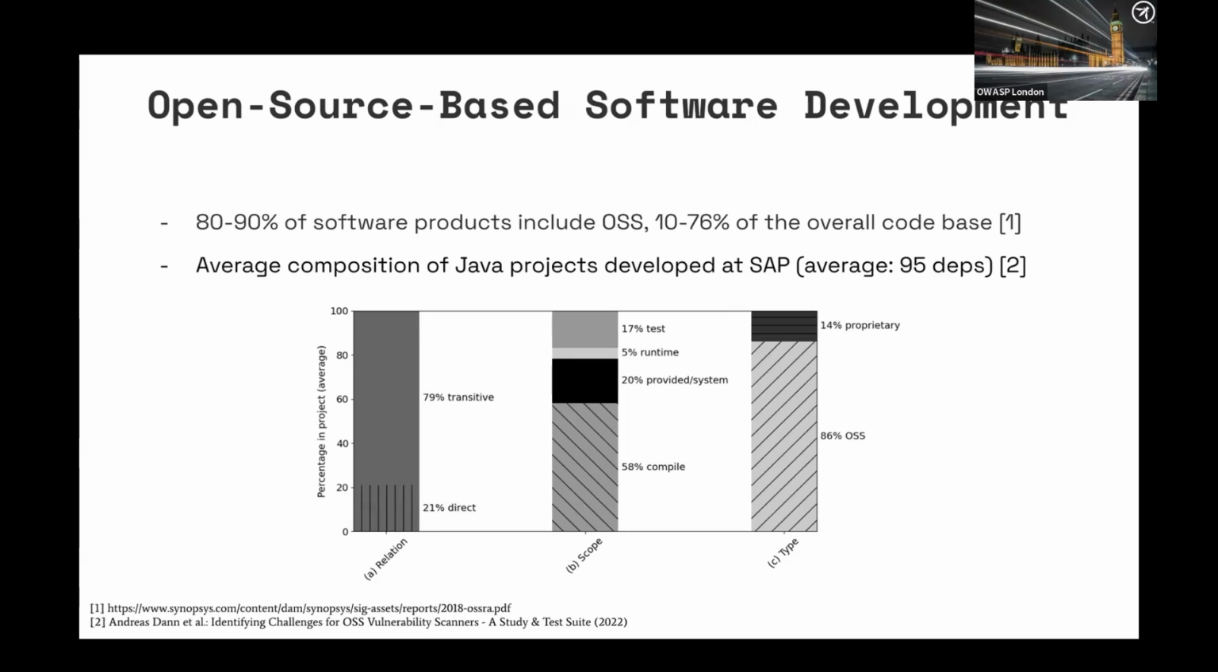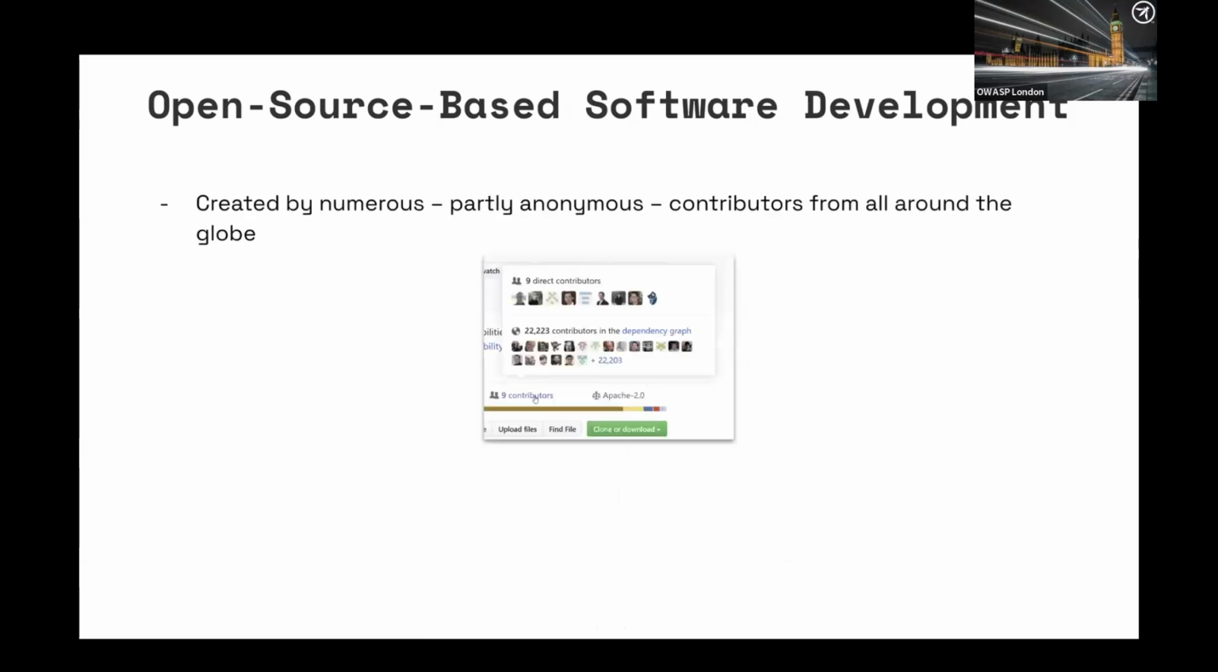And the last part is around how many of the dependencies of those applications were actually open source. Well, 86%, and just 14% were in-house dependencies developed by the same company. So these were a couple of numbers in terms of number of packages and the share of the packages.